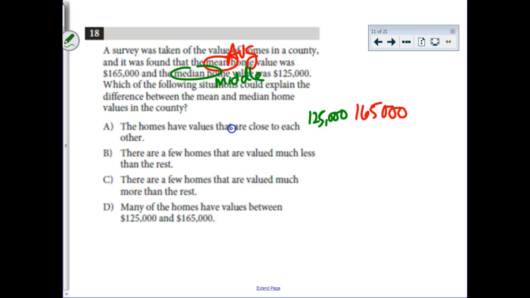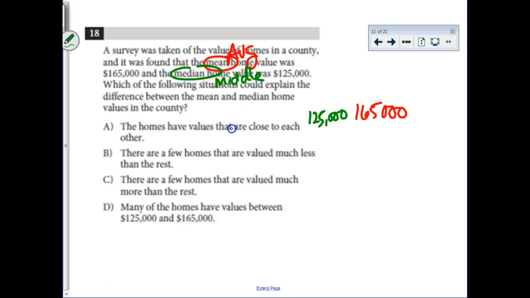So the homes have values that are close to each other. There are a few homes that are valued much less than the rest. There are a few homes that are valued much more than the rest. And many of the homes have values between 125,000 and 165,000. So can you tell that this data is skewed? What signifies that this data has been skewed?